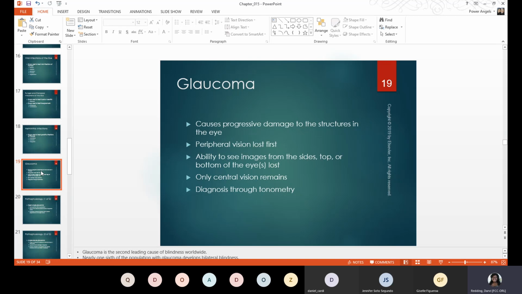So your peripheral vision, if you put your hands on the side of your face, you can probably see your hands. That peripheral vision of being able to see that way would be lost, just given a visual simulation of that. So the only thing that remains when a person has glaucoma is their central vision. And the diagnosis is through tonometry. You should know that glaucoma is the second leading cause of blindness worldwide, and nearly 1/6 of the population with glaucoma develops bilateral blindness.